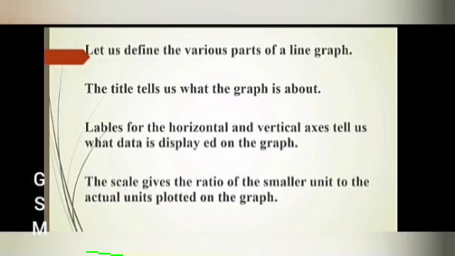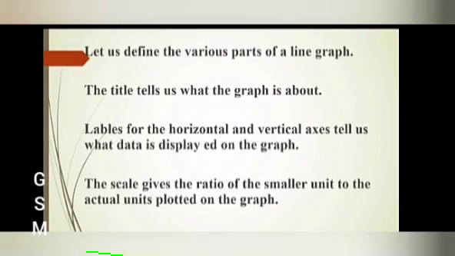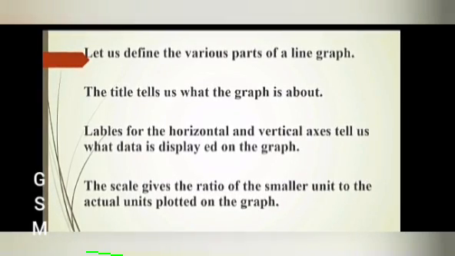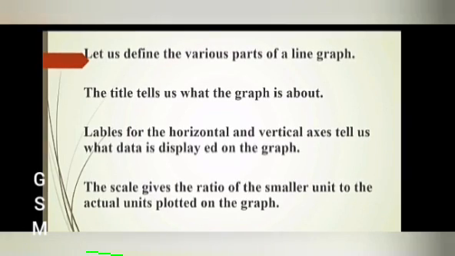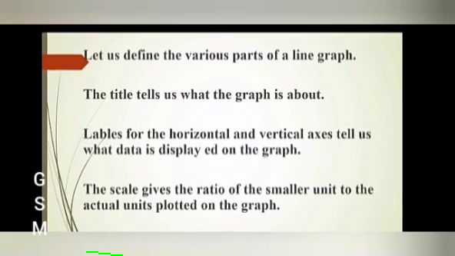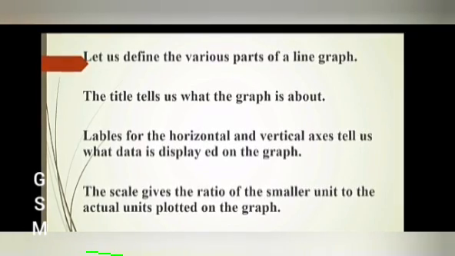Let us define the various parts of a line graph. The title tells us what the graph is about. Labels for the horizontal and vertical axis tell us what data is displayed on the graph. The scale gives the ratio of the smaller unit to the actual units plotted on the graph.